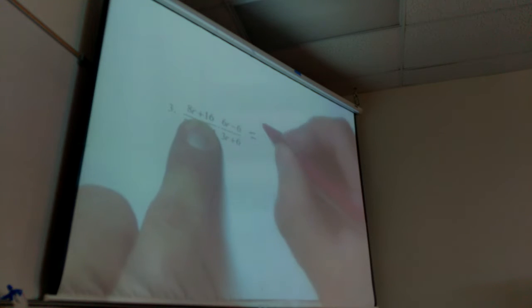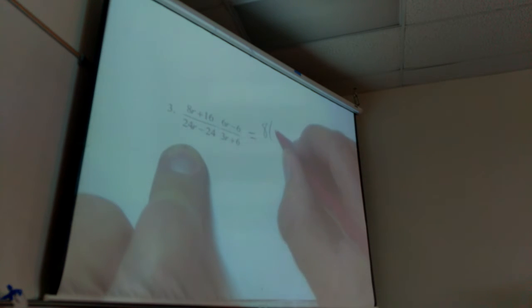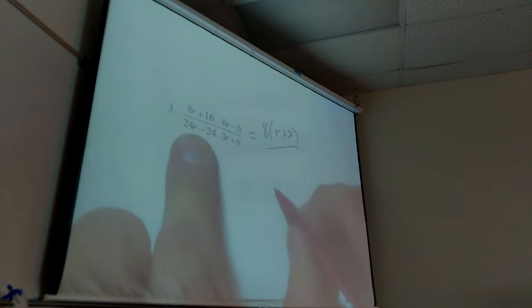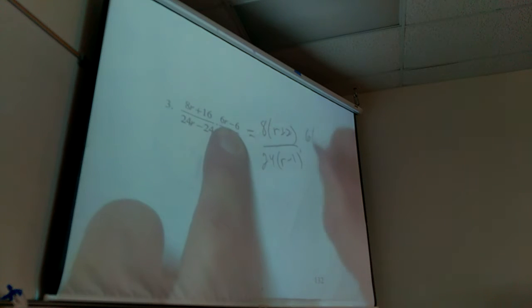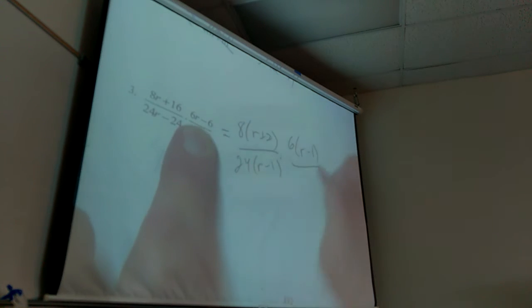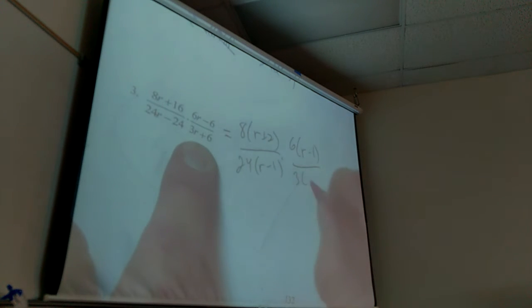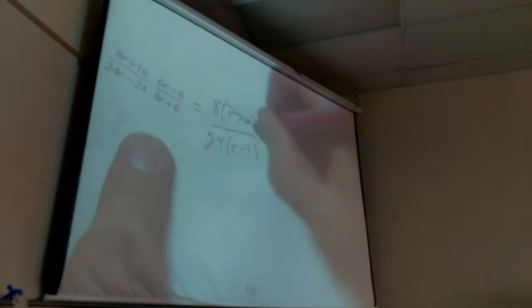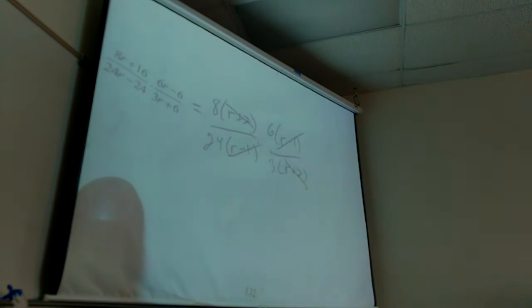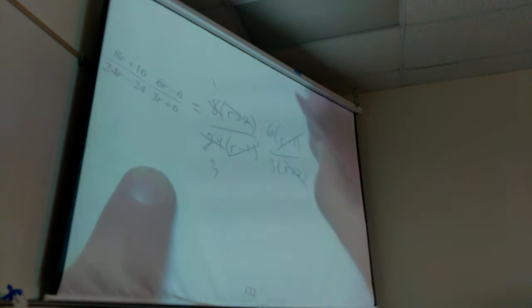So yeah, you factor. How do you factor this guy? 8, and what's left? 4 plus 2. How do you factor the bottom? 24, and what's left? r minus 1. And you factor the top of this guy: 6, r minus 1. So look at the r stuff. What cancels? r plus 2's cancel, r minus 1's cancel. Yeah, 8 into 24 goes in 3.